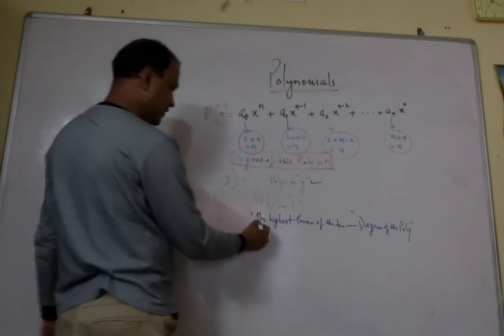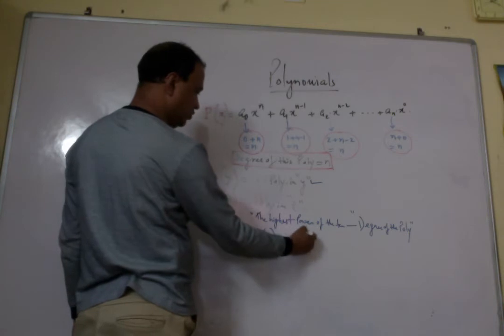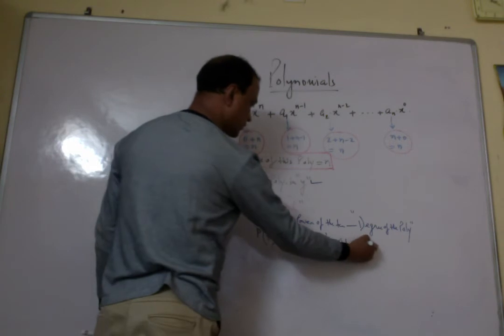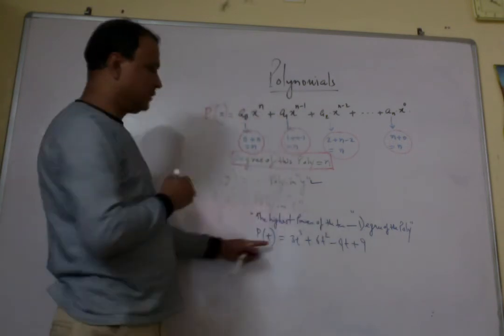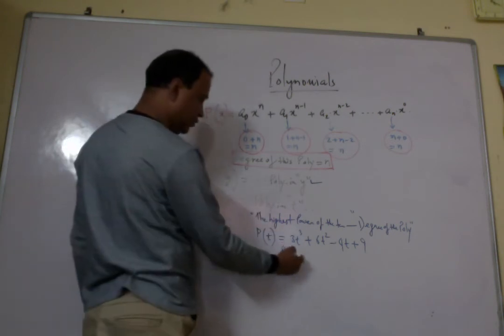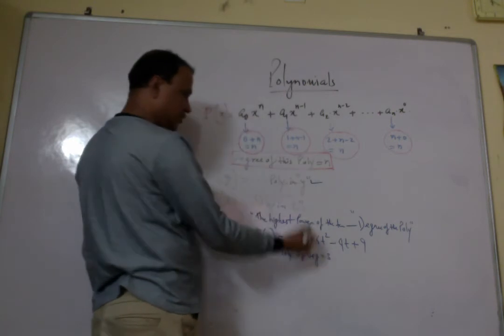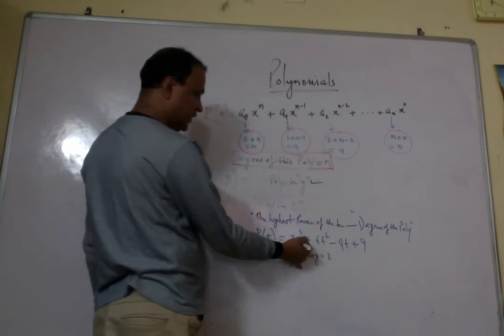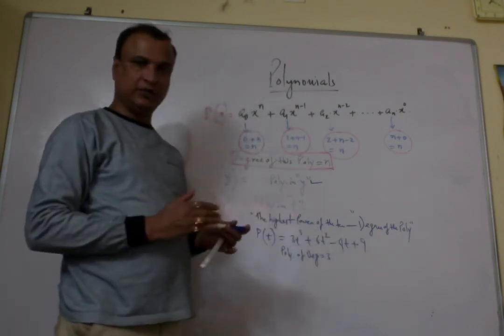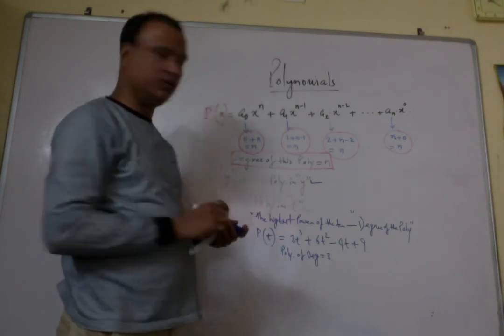For example, if I am writing p of t, meaning a polynomial in terms of t, 3t cube plus 6t square minus 4t plus 9. You can observe the highest power of t is 3. So this is a polynomial of degree 3. And if you see carefully, the power is decreasing by 1: 3, 2, 1 and 0. It is not always that the power decreases by 1. Rather, if some term is missing, it means that power is skipped, meaning its coefficient is 0.